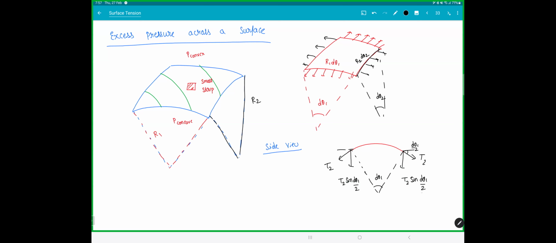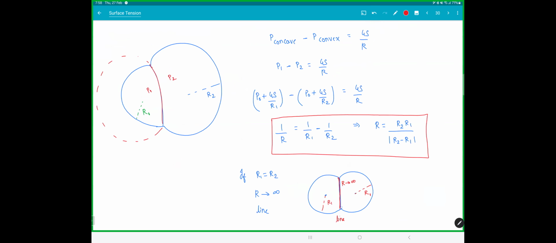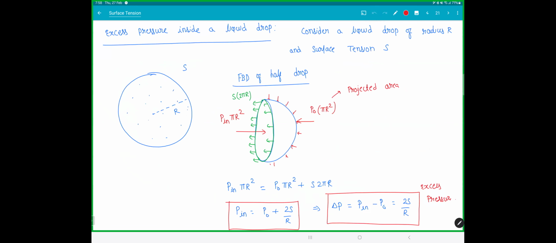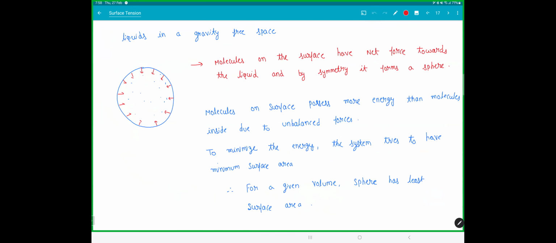Right? And what is T2? Here T2 is surface tension S into length, which is R2 d theta 2. This tension will be T1, where T1 is surface tension into R1 d theta 1. Surface tension forces are surface tension into length. So far the diagram is clear, everyone? Basically you're treating this as one circle. I am trying to apply this in two directions.